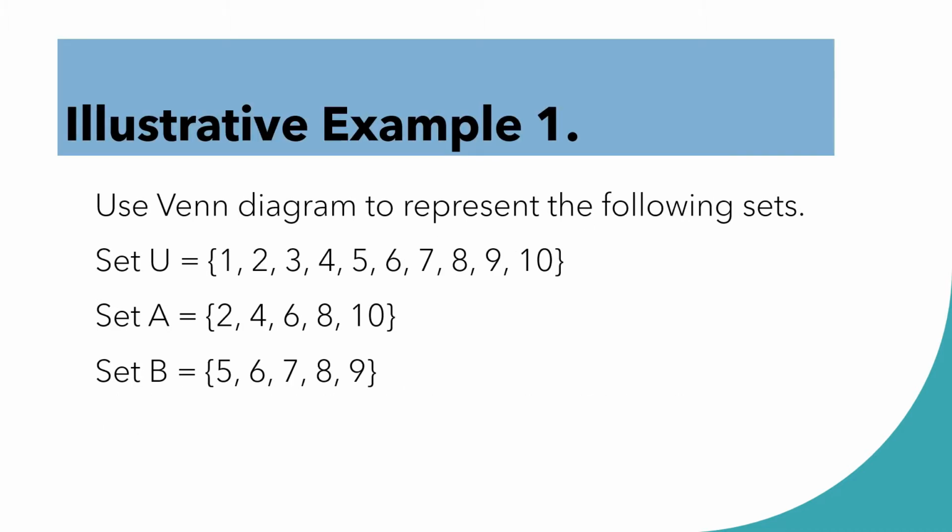So let us have the illustrative example number 1. Use Venn diagram to represent the following sets. Set U consists of 1, 2, 3, 4, 5, 6, 7, 8, 9, and 10. Set A consists of 2, 4, 6, 8, and 10, while set B consists of 5, 6, 7, 8, and 9.